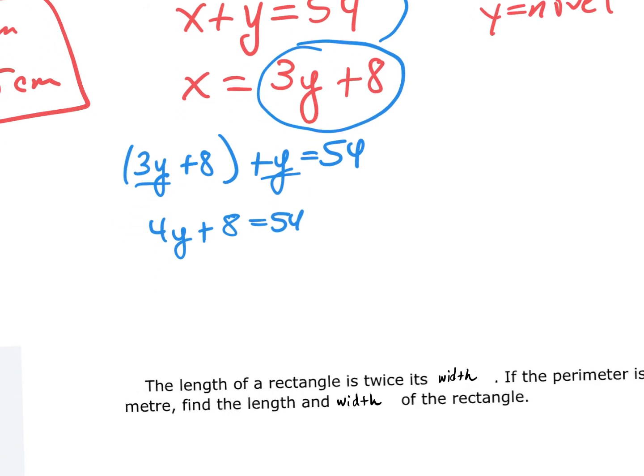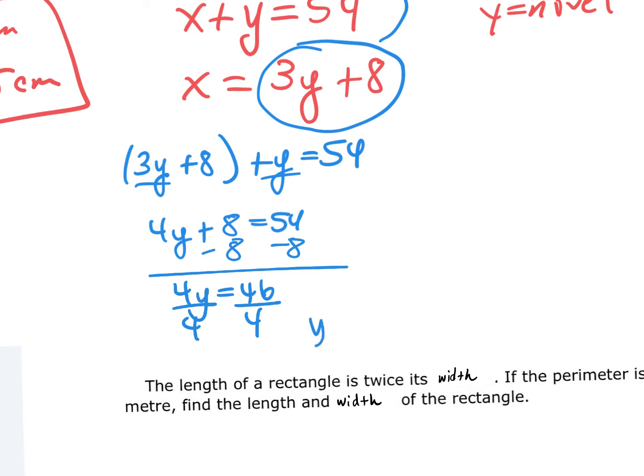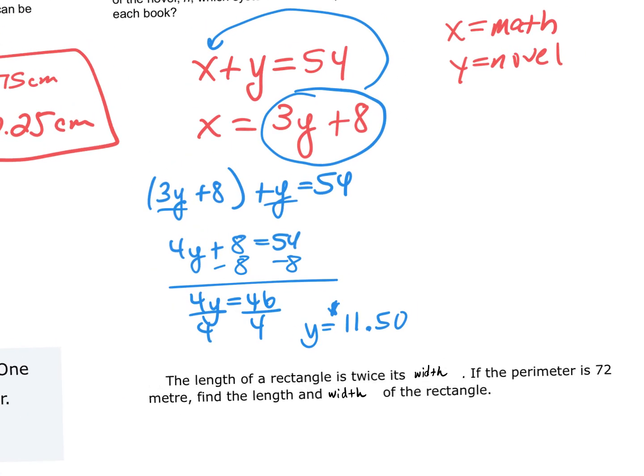Now what? Subtract 8 from both sides. What's 54 minus 8? 46. What is it? 46. Yep, so 4y equals 46. Now what? Divide by 4. What's 46 divided by 4? 11.5. Y equals 11.5. Does that make sense? Can a novel cost $11.50? Absolutely.